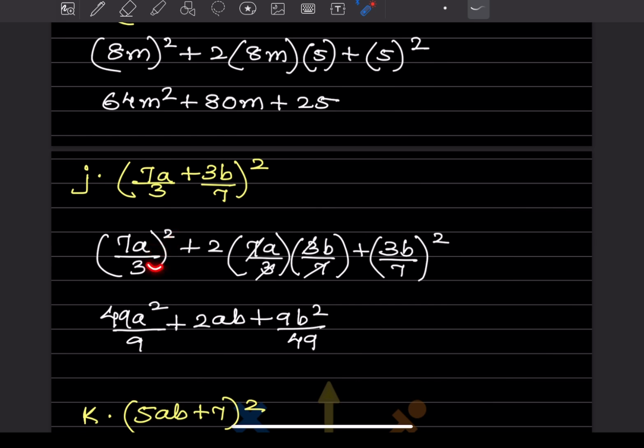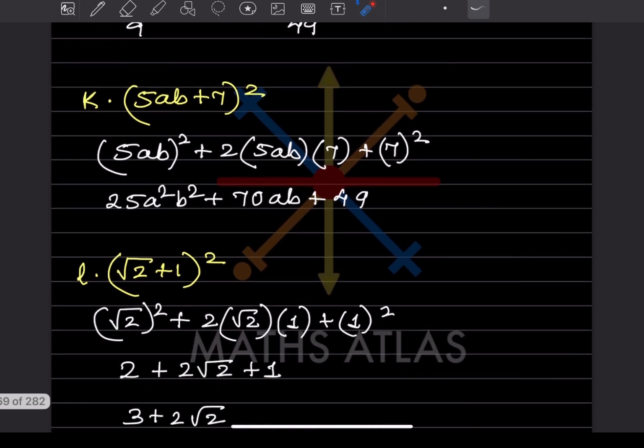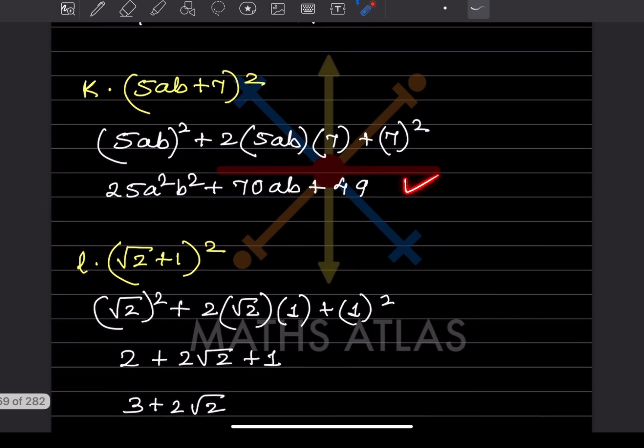And again you will take the 3 square, that is going to be 9. And now what you can see, this 2ab. Because this is actually multiplication, this and this we can cancel out. 7 and 7 we can cancel out. So that is going to be 2a, b is remaining. Here again, 3 square is going to be 9. This is going to be b square, and 7 square is going to be 49. So this is the answer. Now this is the answer for this one.